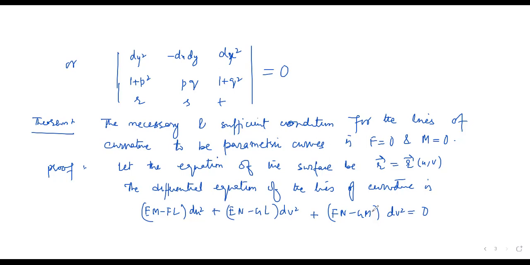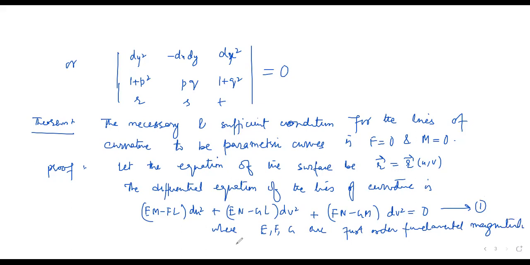Of course, you know where E, F, G are first order fundamental magnitudes at a point, and L, M, N are second order fundamental magnitudes. Let's call this equation 1.